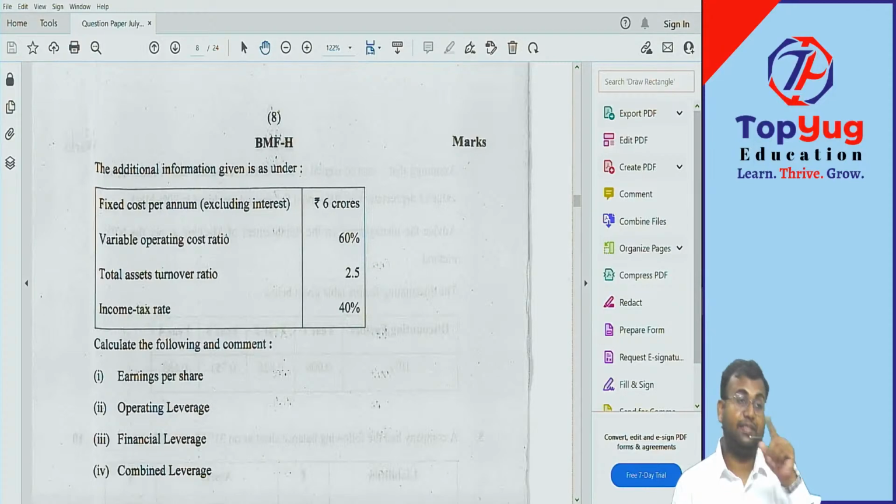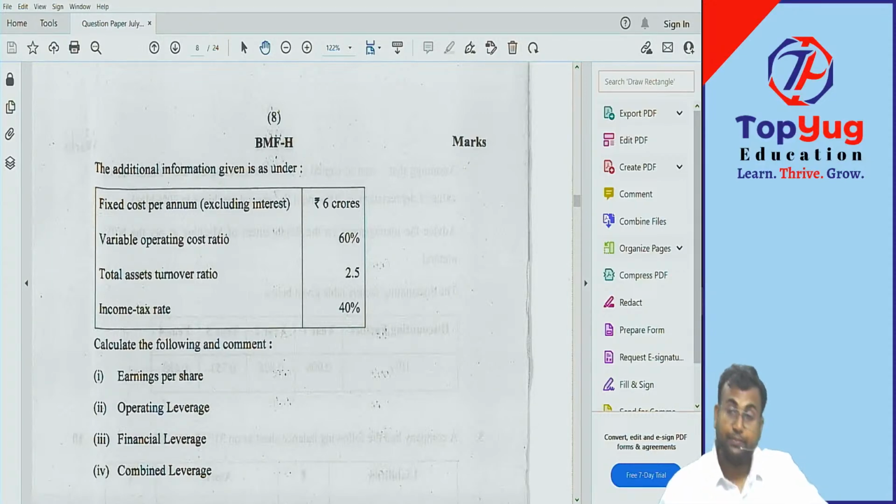75 crore is the sales. Minus 60%. So please do it in your calculators. So how much is contribution? 30 crore contribution minus 6 crores fixed cost, right? 24 crores. 30 crores divided by 24 crores.